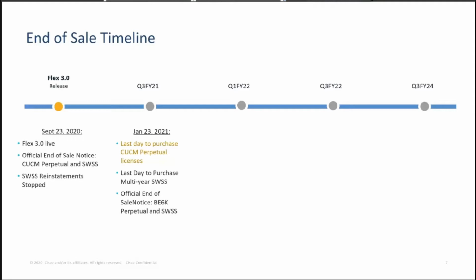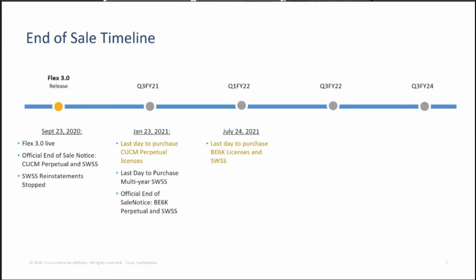Now the Flex plan is aggressively priced, like I said. So the recommendation would be to go with a Flex plan, and we can talk about that in a moment as well. But the one thing you should also be aware of on this date, it's your last day to purchase multi-year SWSS. So if you're one of those people who like to buy 3 or 5 year SWSS, it's the last time you can do it. And also with that, the BE6K perpetual SKUs will be announced end of life as well.